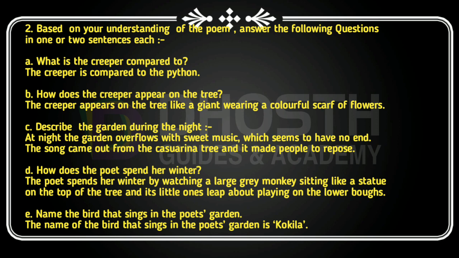How does the poet spend her winter? The poet spends her winter by watching a large grey monkey sitting like a statue on the top of the tree and its little ones leaping about, playing on the lower boughs. Name the bird that sings in the poet's garden. The name of the bird that sings in the poet's garden is Kokila.